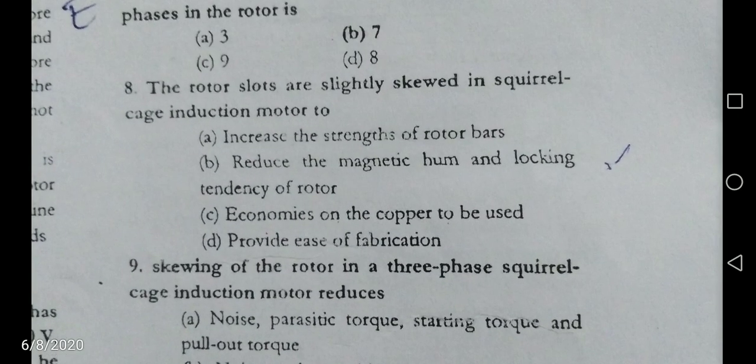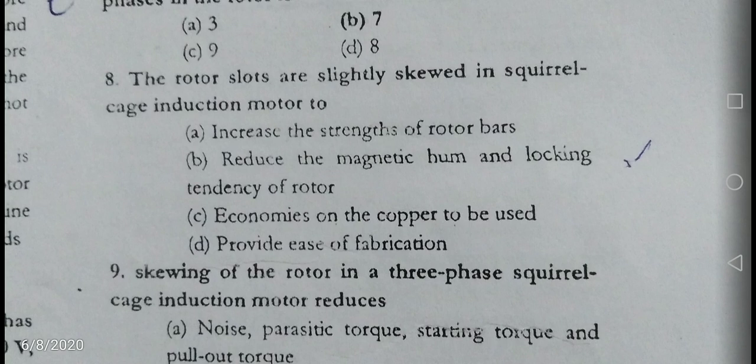The rotor slots are slightly skewed in a squirrel cage induction motor. It reduces the magnetic hum and locking tendency of the rotor, economizes on the copper used, and provides ease of fabrication. Increasing the strength of the rotor bars is not correct, but reducing the magnetic hum and locking is correct.